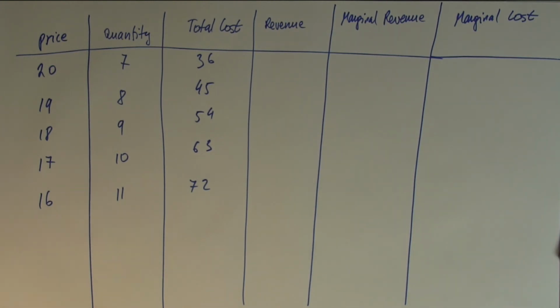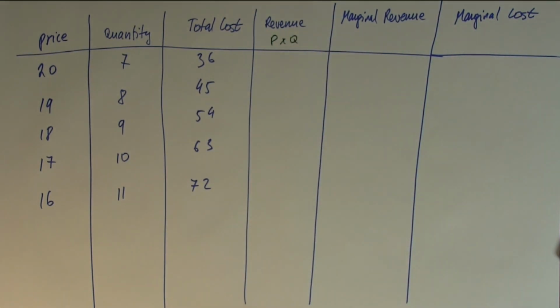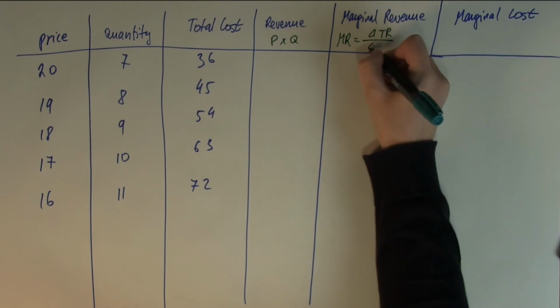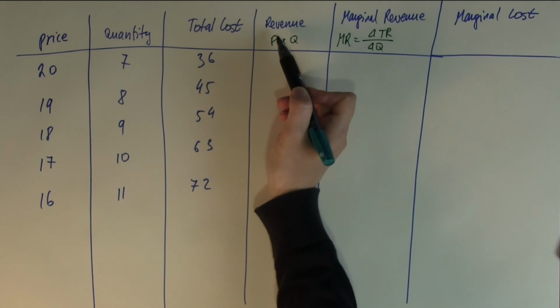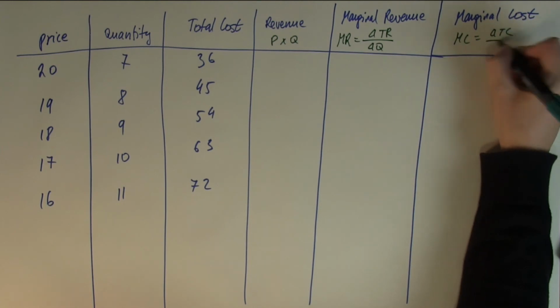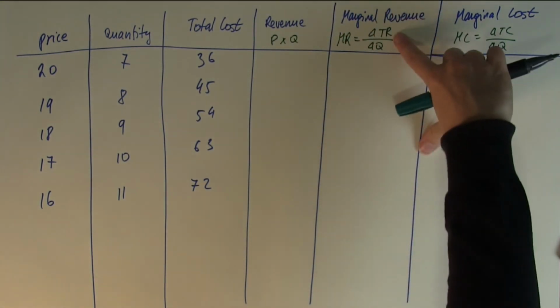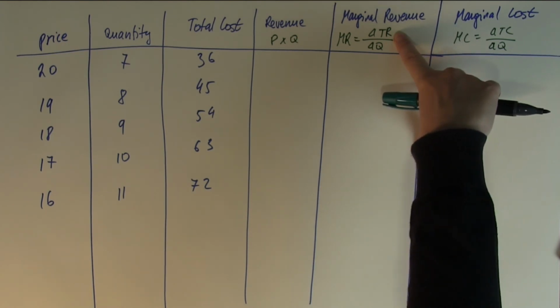Now, revenue is always calculated by price times quantity. And the marginal revenue is nothing else but the change in total revenue divided by the change in quantity. And by total revenue, we mean revenue here. And the marginal cost is the change in the total cost divided by the change in the quantity. Now, first of all, when we need to calculate the marginal revenue, we will need to know the change in total revenue. For that, we need to know the revenue first.